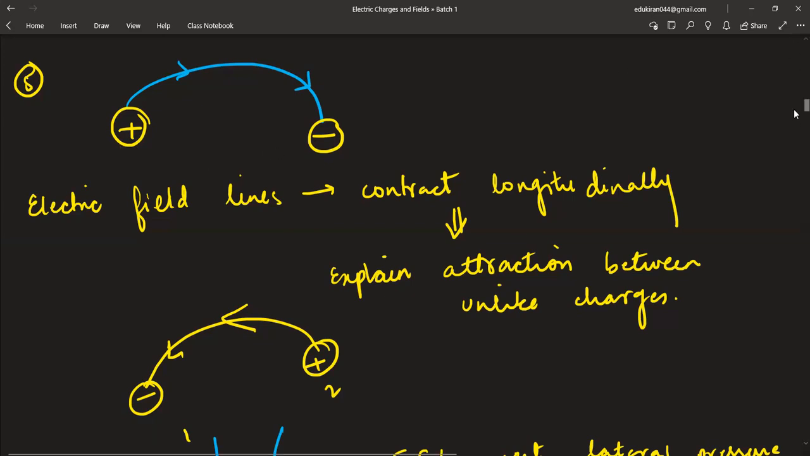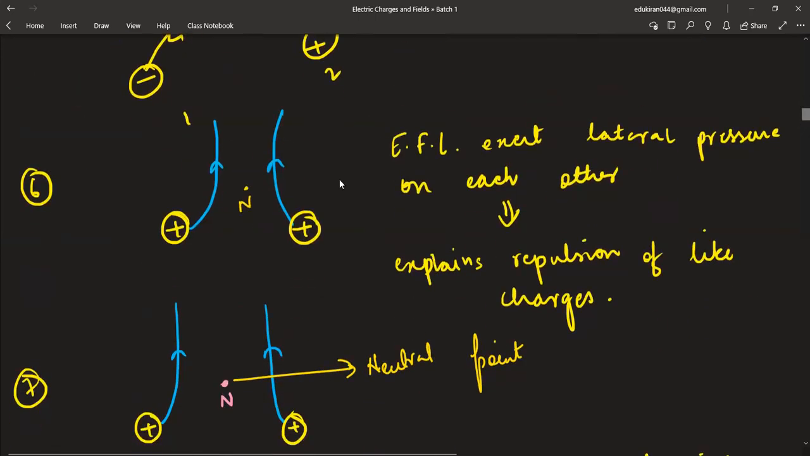But if the same nature of charge is present, suppose positive, positive, then the lines move straight away. Why? There is always a neutral point because they are repelling each other. So the field lines do not meet. But if it was a case of positive, negative, we could see that it was originating from one point and terminating at another point. Fine. So electric field lines exert lateral pressure on each other. There you see contract longitudinally. Here you are seeing the term lateral pressure. Lateral pressure means they are expelled. This explains the repulsion of like charges. Why laterally, why sideways pressure? Because they are not meeting and here a pressure is being generated.